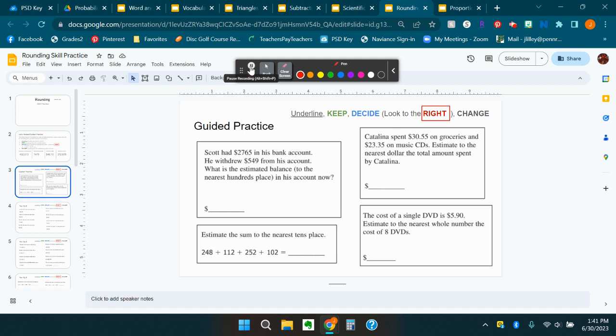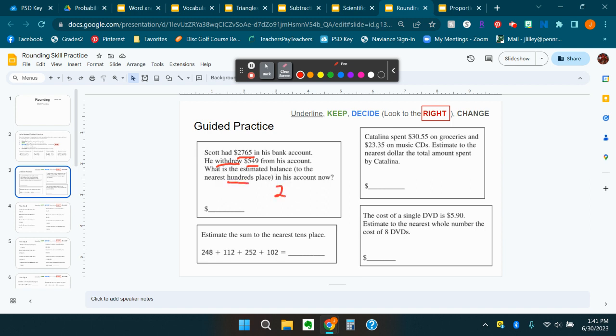So let's look at how these problems will come up when you do your progress monitoring. The first example says Scott had $2,765 in his bank account. He withdrew $549 from his account. When you withdraw money, it means you're taking it away. So that means we're going to be subtracting. And they want to know what is the estimated balance to the nearest hundreds place.